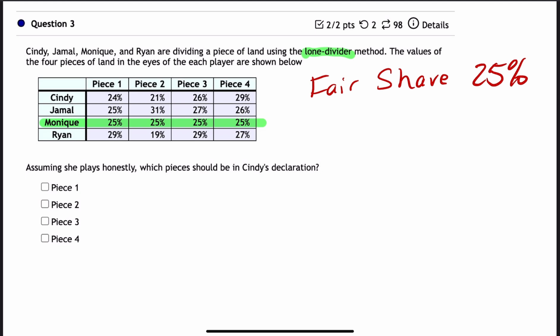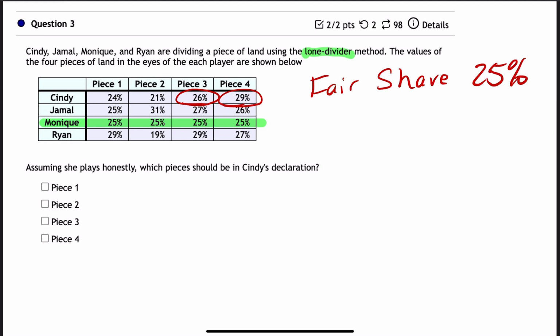So in this case, Cindy valued piece 1 at 24%. That is not equal to or more than fair share. So Cindy believes that piece 1 is not a fair share. It is less than fair share. Not by much, but it's still less than fair share. Same thing with piece 2. Cindy values piece 2 at 21%. And once again, 21% is less than fair share, which would be 25%. So the only pieces that Cindy values at fair share are going to be piece 3 and piece 4.